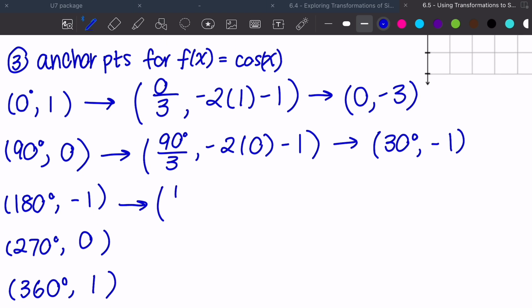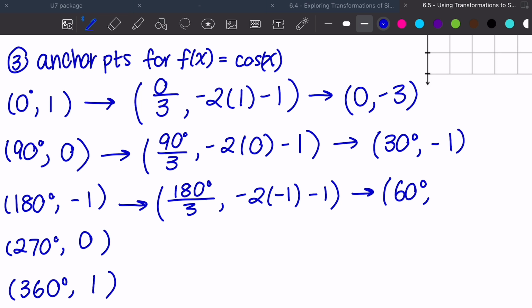And I'm just going to keep repeating. Now 180 over 3. Negative 2 times negative 1 minus 1. You'll see this gives us 60 degrees. And then our y value is going to be positive 1, which is the highest value we've had so far. And I can see already that each of my points, rather than going up in 90-degree increments like we started with on the parent function, I'm going up by 30-degree increments. So my points are kind of closer together.